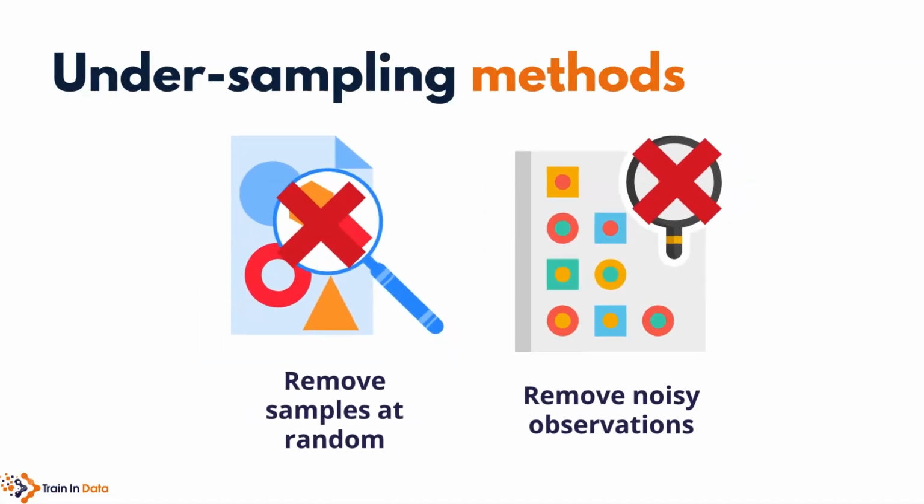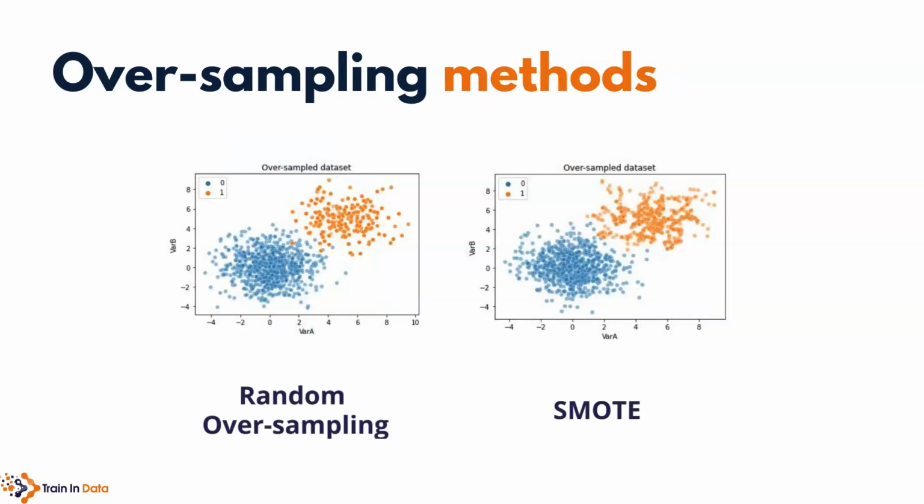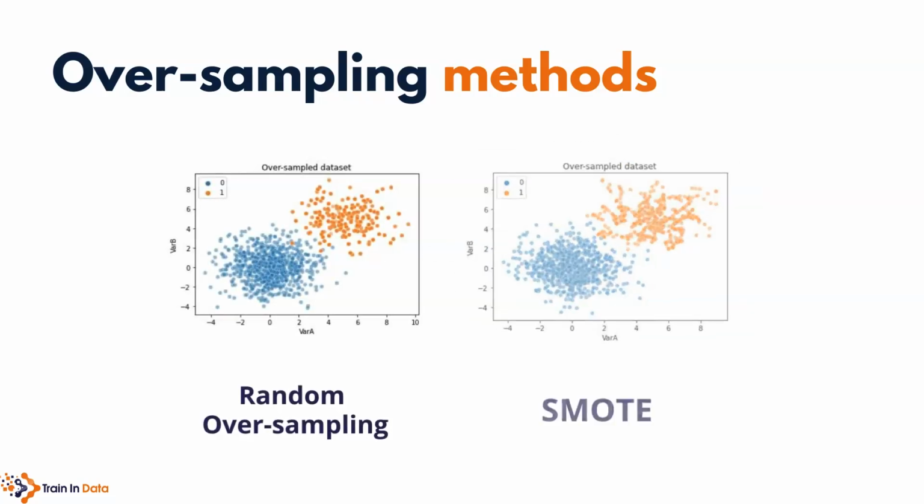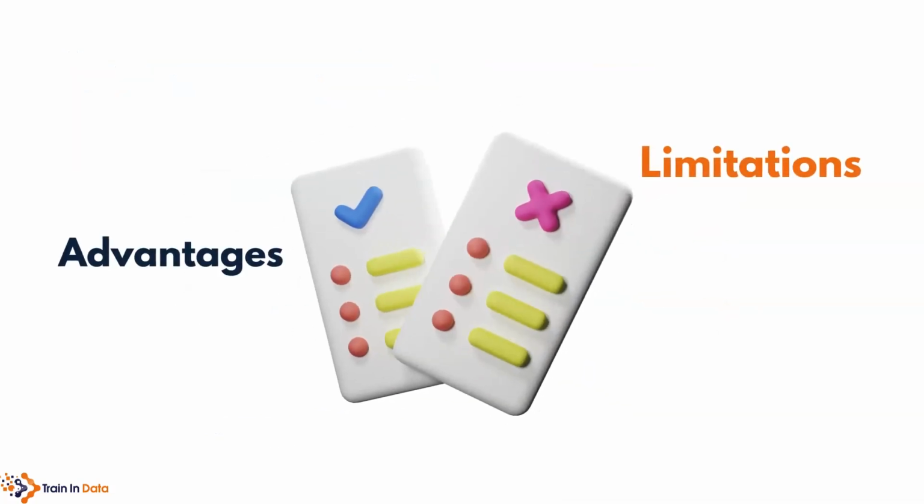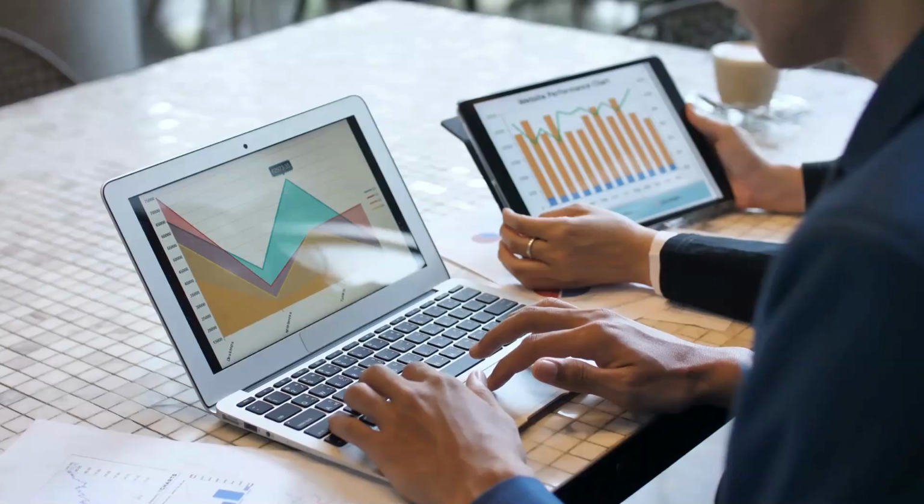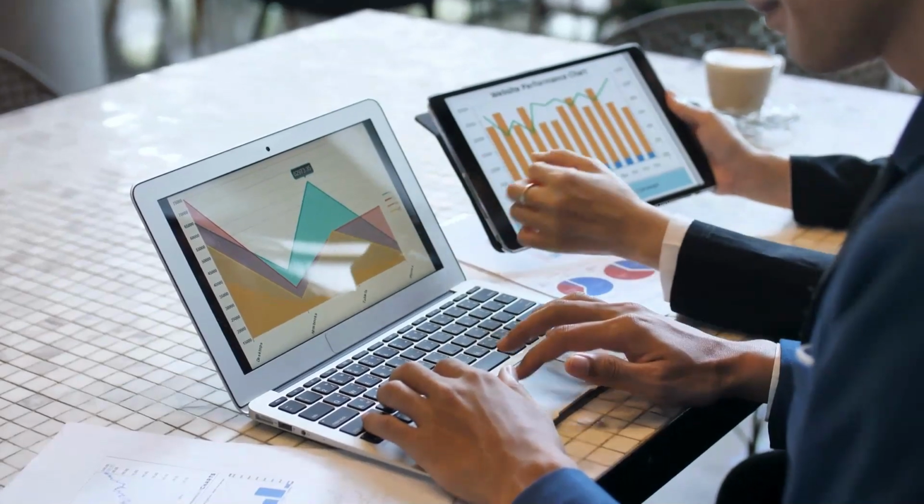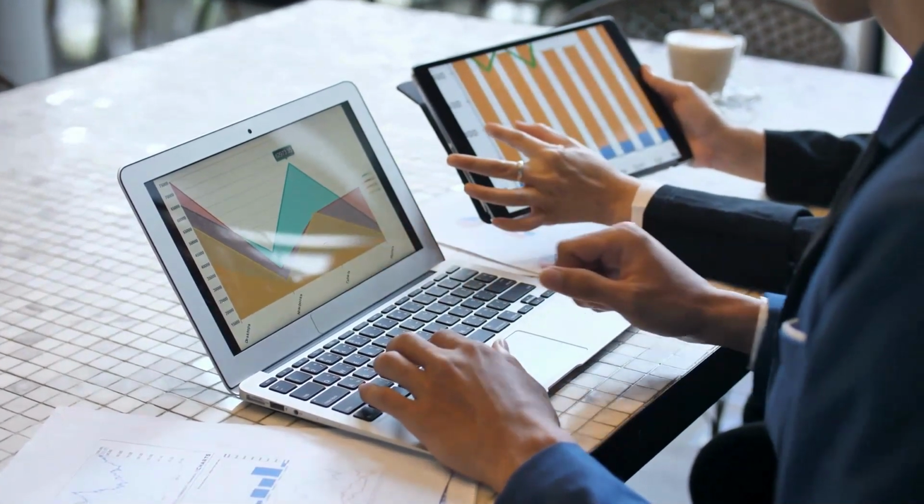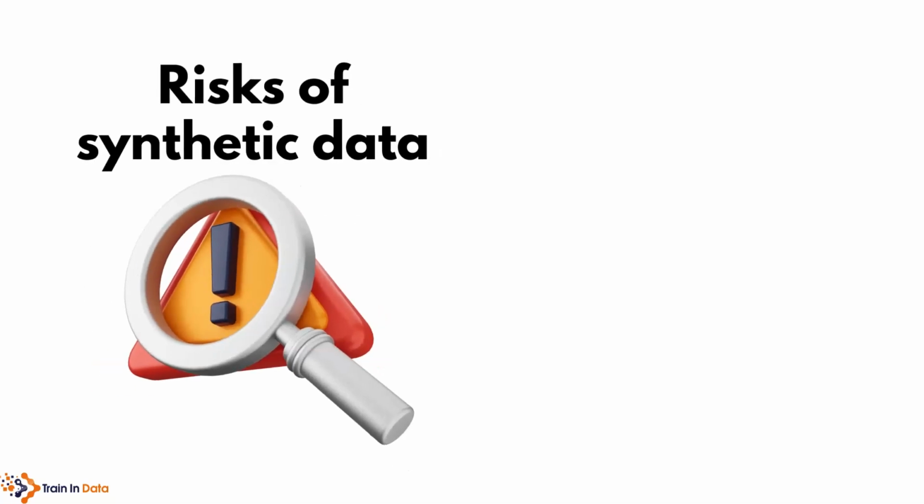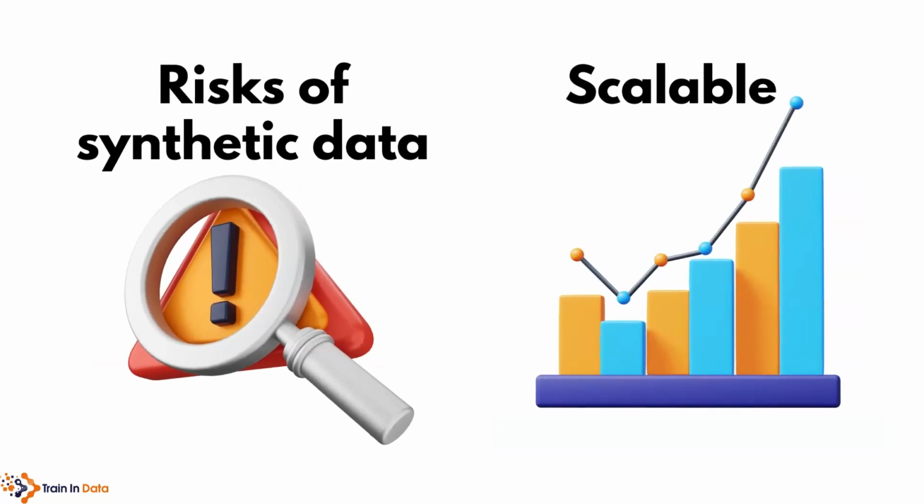Among the undersampling methods, we have techniques that remove samples at random and methods that remove noisy observations based on different criteria. From the oversampling methods, we have those that oversample at random and those that create synthetic data, like SMOTE. All of these methods have advantages and limitations, and were also designed for specific use cases. So you will hear more about all of this throughout the course, including the risks of creating synthetic data or whether these methods are scalable.